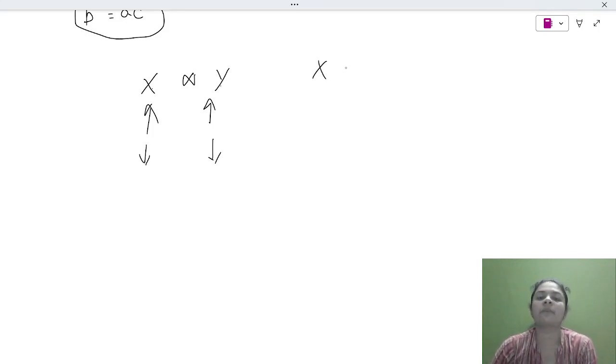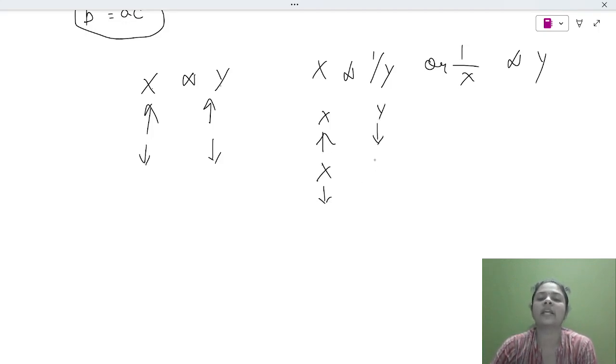However, if I give an inverse variation, so reciprocal, I can write this as 1 by x is proportional to y. Which means that when one variable increases, the other variable will decrease, or when x decreases, y will increase. So the first model is called direct variation and this model is called inverse variation.